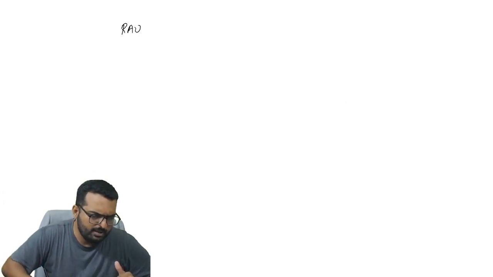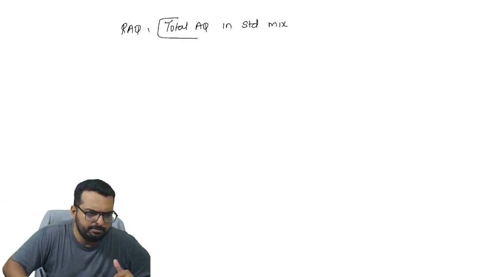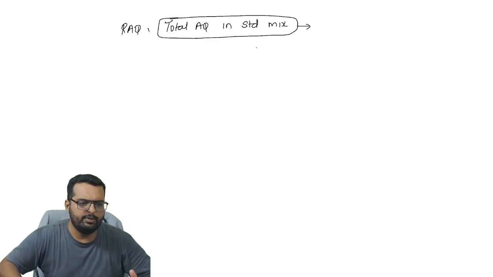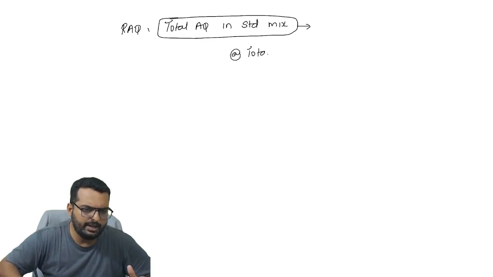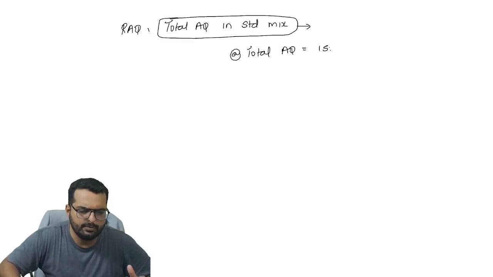Okay. RAQ, the definition is total actual quantity in standard mix. All right. So now everyone tell me point number A, total actual quantity. What is the total actual quantity that you get over here? 150 plus 150, which is equal to 300.